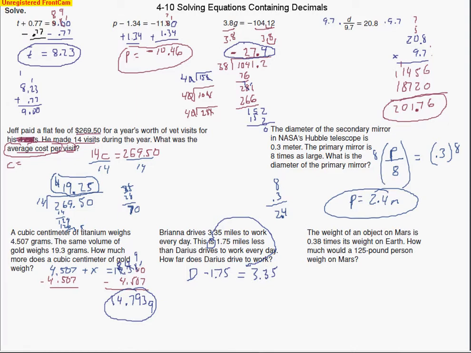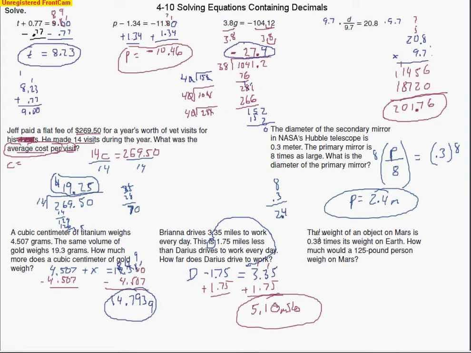So to solve, that means Darius drives more, so that's why I end up having to add the 1 and 75 hundredths to both sides. So when I do that addition, I get 10, carry a 1, and that makes 11, carry another 1, and that makes 5. And so it's 5 and 10 hundredths miles is how far Darius drives to work.